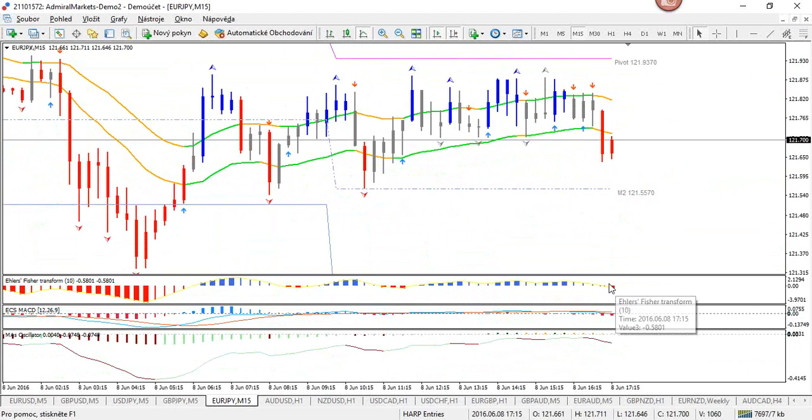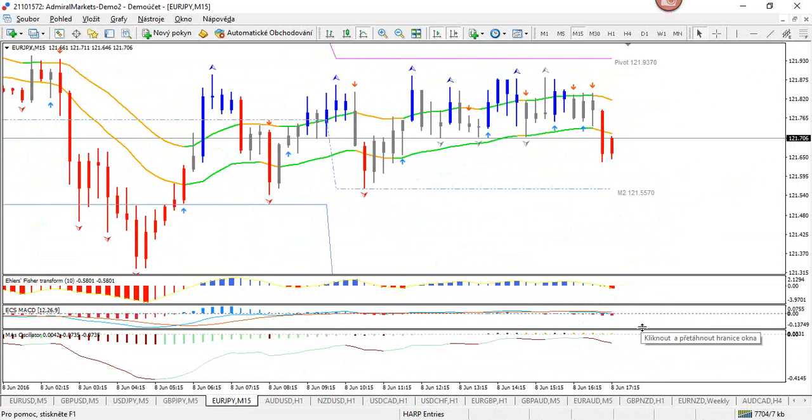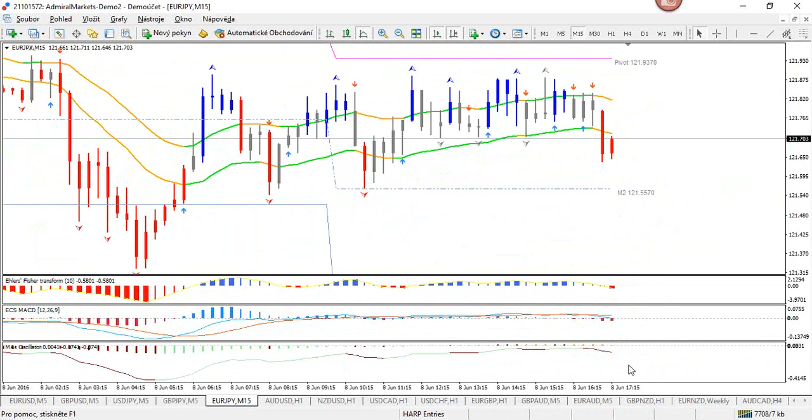That's good for shorts. We do have momentum to the downside here on the 15. Once again, I'm looking at very small time frames just to look for, let's say, a trade of the day.